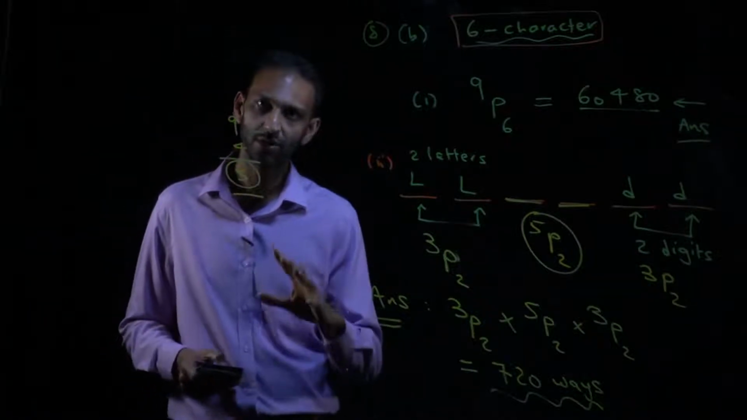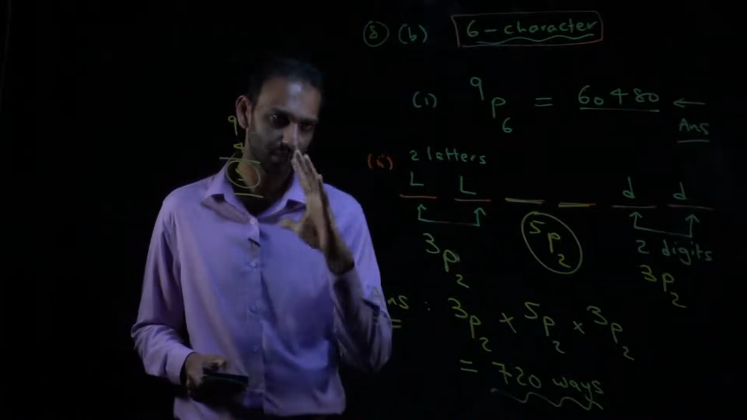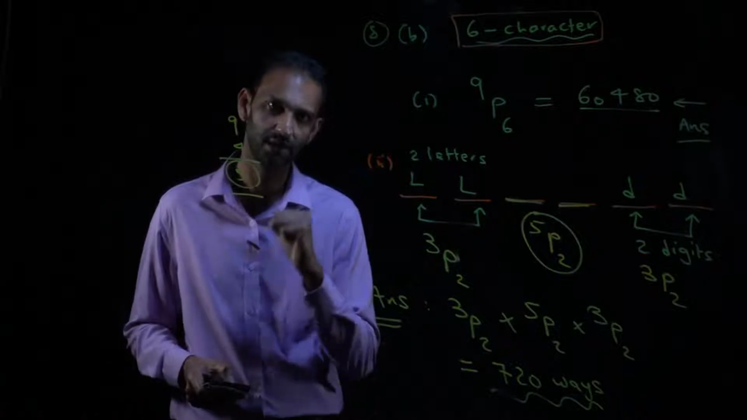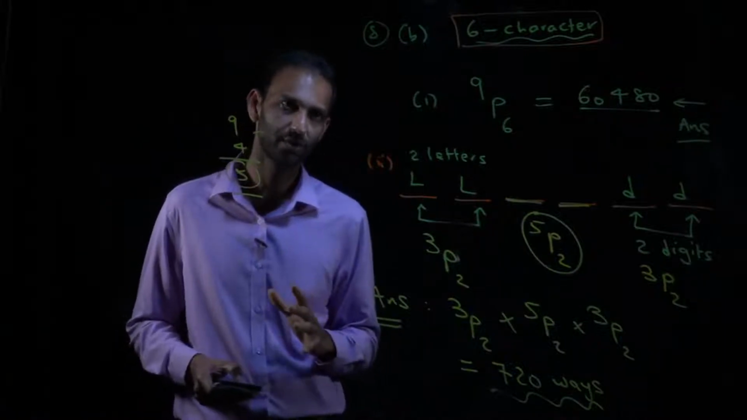So as I said, number of teams is combination. Restriction usually deals with permutations, number of ways.